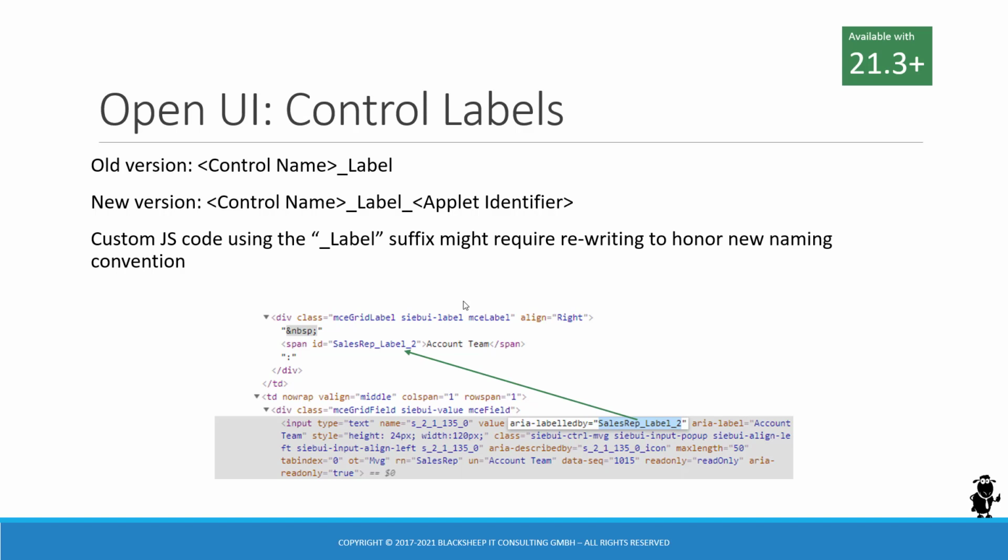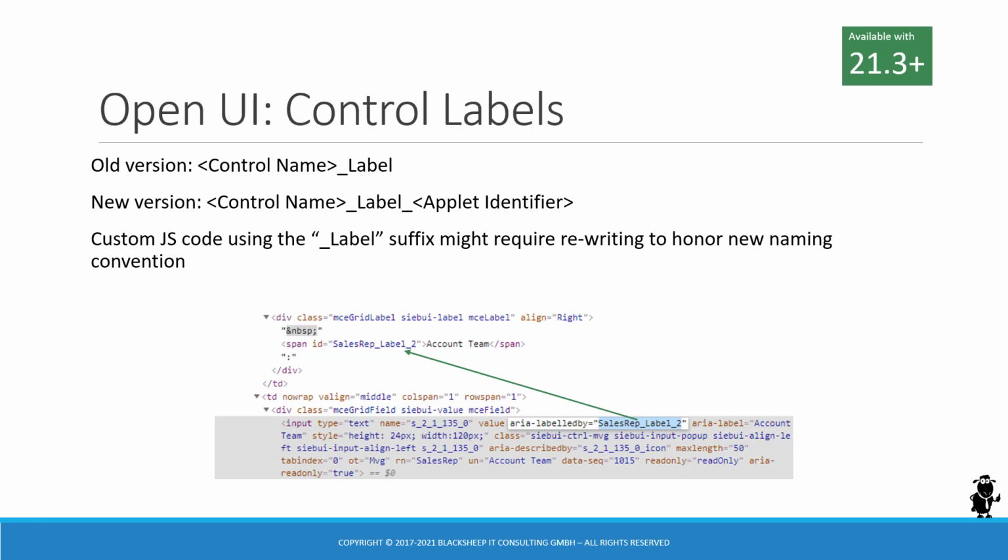But if there is any legacy JavaScript code, custom JavaScript code that refers to those label IDs by just looking for, let's say, underscore label as a suffix, then this code needs to be reconsidered or rewritten to honor the new naming convention.